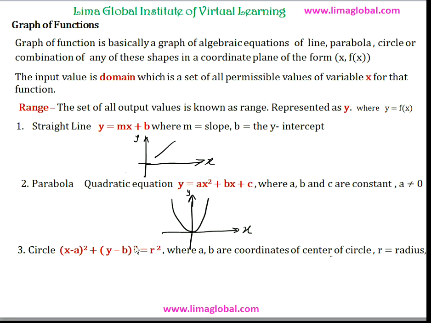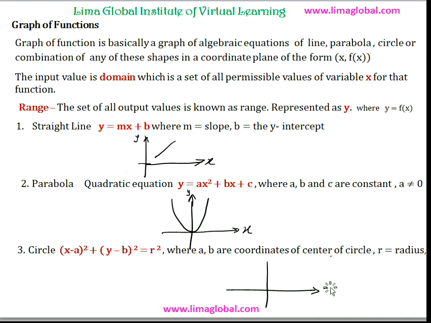Now third is circle. The equation for circle is (x − a)² + (y − b)² = r², where a and b are the coordinates of the center of the circle, meaning a and b are the coordinates where the center of the circle lies, and r is the radius. So this will be of this nature.